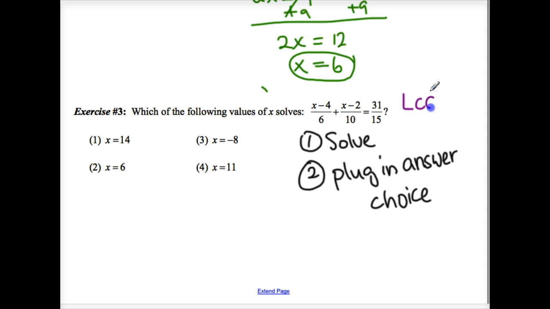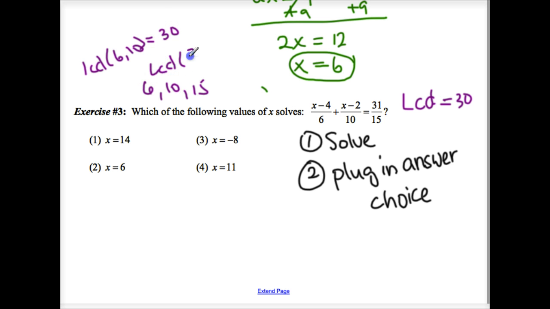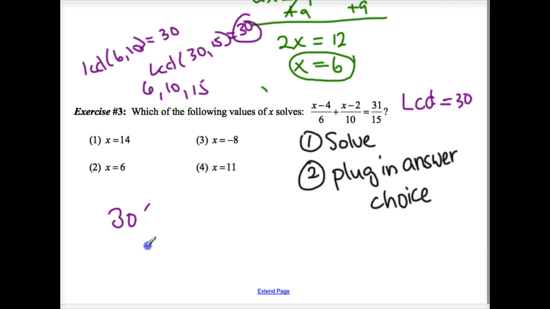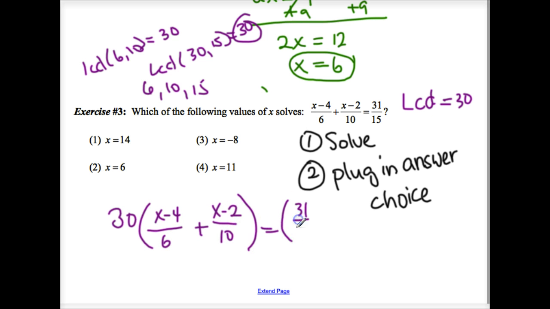So the LCD, in this case of 6, 10, and 15, is 30. Remember, it's 6, 10, and 15. So I do the LCD of 6 and 10, it will give me 30. And then I do the LCD of 30 and 15, and it will give me 30 again. So what I want to do is multiply, just like what we did here. Multiply everything out. This becomes 30 times (x minus 4 over 6 plus x minus 2 over 10) is equal to 31 over 15, and multiply this by 30.